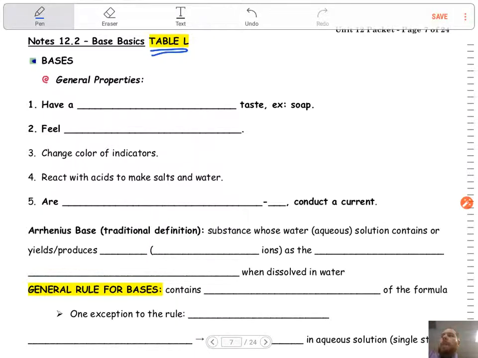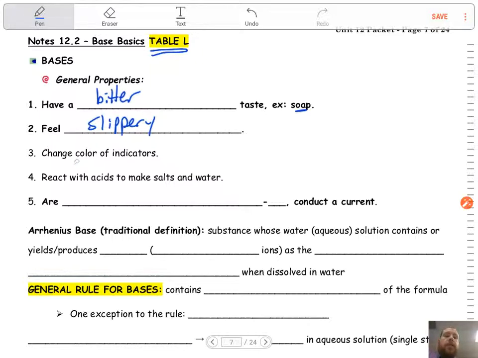So bases, they have a bitter taste. So acids are sour tasting, bases are bitter. So an example would be soap. I'm sure, well, I'm not sure, but maybe you've had your mouth washed out with soap before, like on A Christmas Story, like Ralphie did. Or you've just washed your hands and you've tasted it. They definitely do have a little bit bitter taste with it. They feel slippery. That's something you should be aware of and probably are familiar with, right? Trying to get the soap off your hands, otherwise you can't really grip anything.